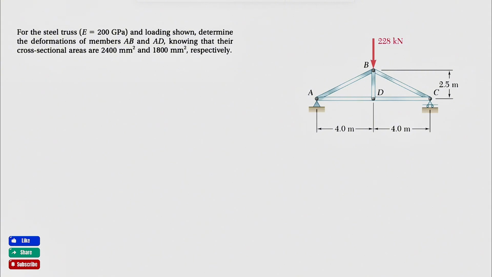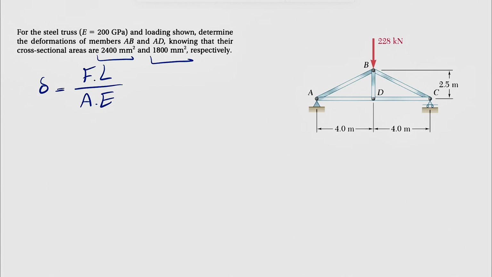So what we are interested in here is the force in AB and AD, and the formula that we have is the one that we discussed over and over in the previous video. Deformation is equal to force, or P, times the length over area times elastic modulus. For each of these two members, we need the length of each member and the force in that member. We have the same elastic modulus, so E is also the same, but we have different areas for each of them. So before doing that, we need to figure out the forces in AB and AD.